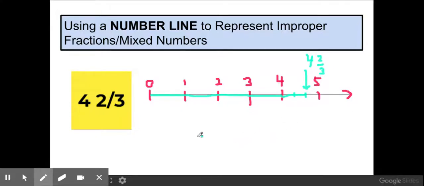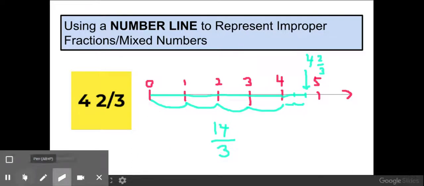Remember, if I want to convert that into an improper fraction again, the denominator will stay the same, but each of these is 3 sections. 3, 6, 9, 12, 13, 14. I have 14/3.